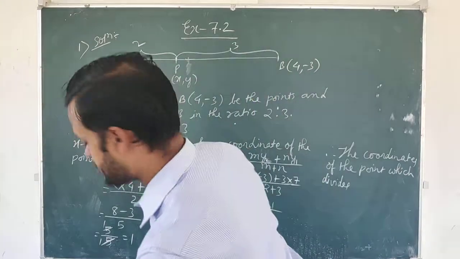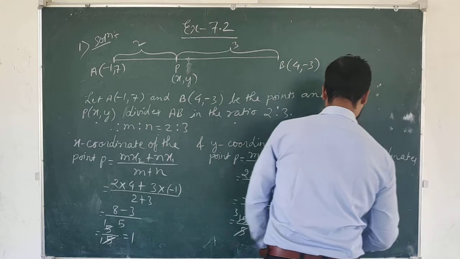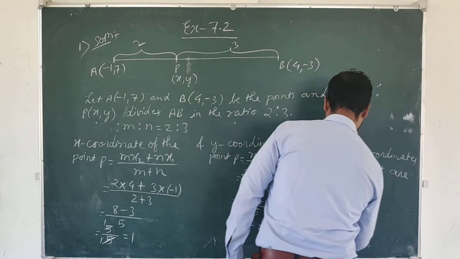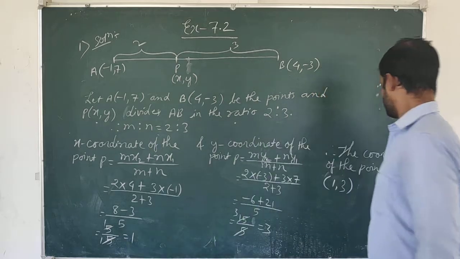Or directly you can write the coordinates of the point. Directly you can write the coordinates of the point are 1, 3. Okay.